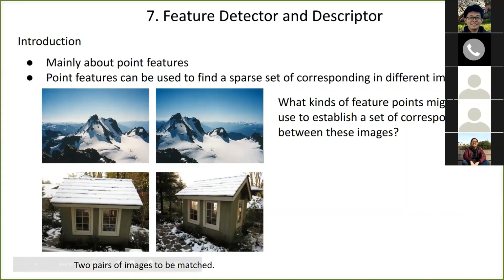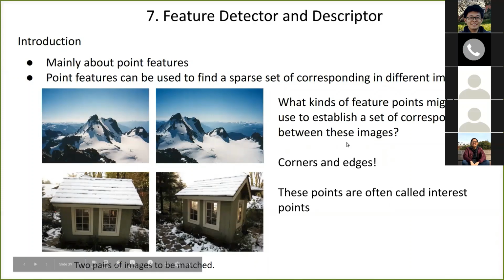Also, for these two houses, it's similar. We'd better choose points from the corners of the windows, the house, or the roof, right? This gives us a hint that the points that can give a perfect correspondence are from corners and edges. These points are called interest points. This is also very similar to the human visual system. We are more interested in corners and edges, the points with a lot of texture, when we first take a look at something or some object.